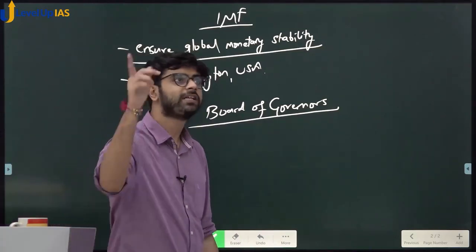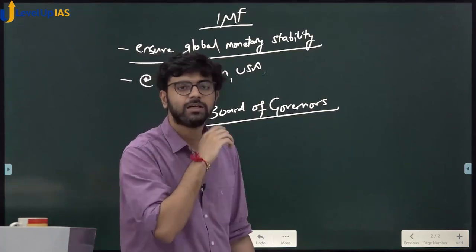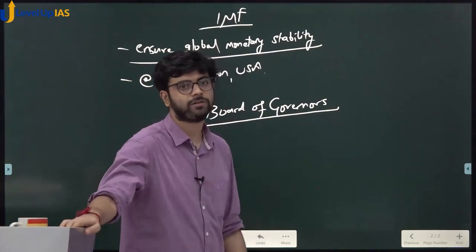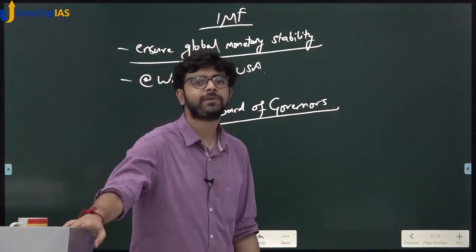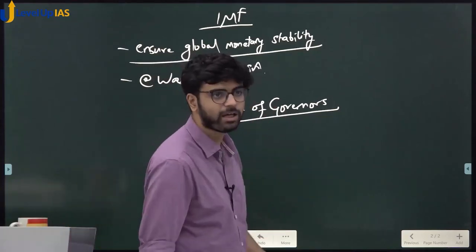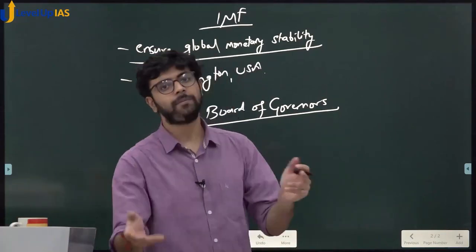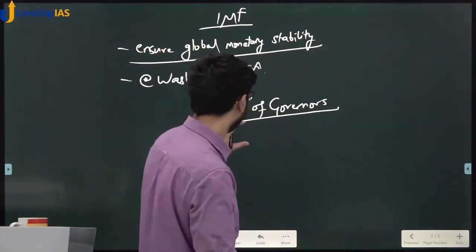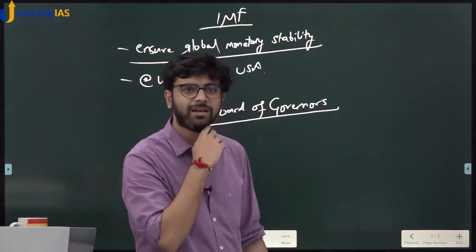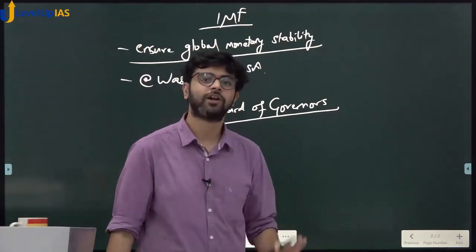Who went in ministerial conference of WTO? Commerce Minister. Who will go here? Look at the word also. Finance Minister or RBI Governor can also go. IMF is like RBI only. So from every country, Finance Minister or RBI Governor goes, or they form part of Board of Governors. They also have one alternate governor for every country, who is again a Deputy Finance Minister or Minister of State for Finance or Deputy Governor of RBI.